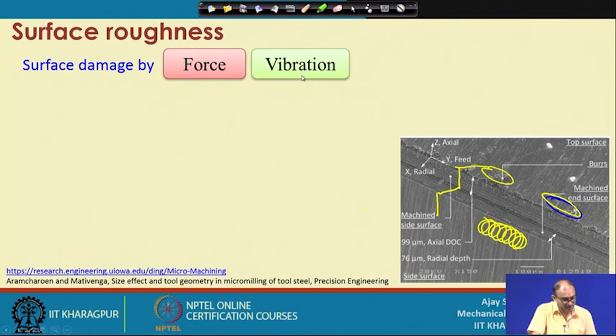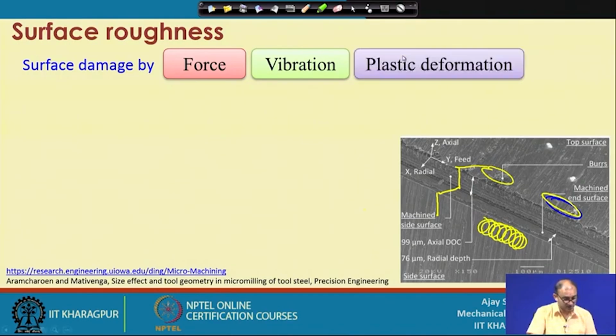Another thing is the vibration, because if your workpiece is not clamped properly or your tool is not clamped properly on the tool spindle, at that time you get vibration. And if you are machining some type of heterogeneous material, then again there is vibration in the machine. So, this vibration also creates very high surface roughness.